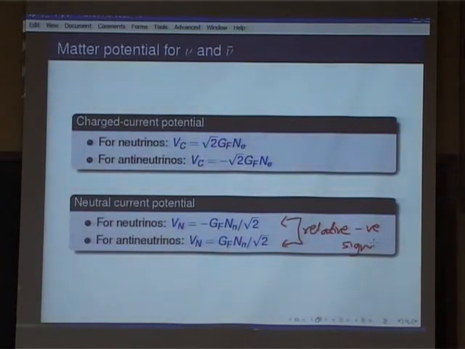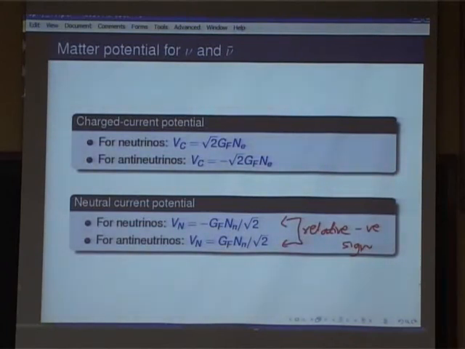Ne was number density of electrons, and N is number density of neutrons. So remember, neutral current potential depends only on number density of neutrons, common to electrons. So electron and protons actually cancel out. Yeah, this was in some lectures.